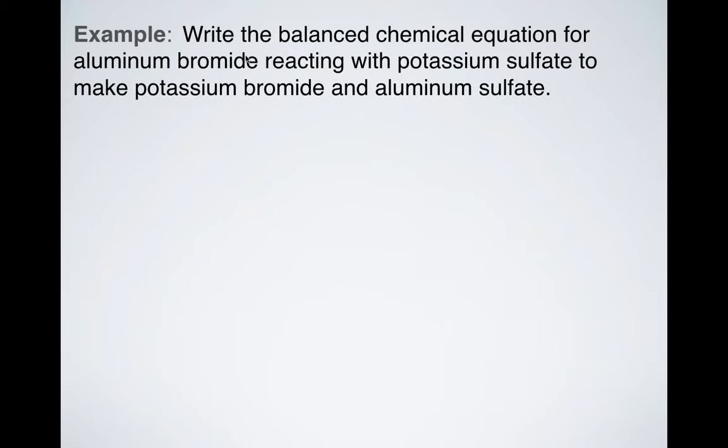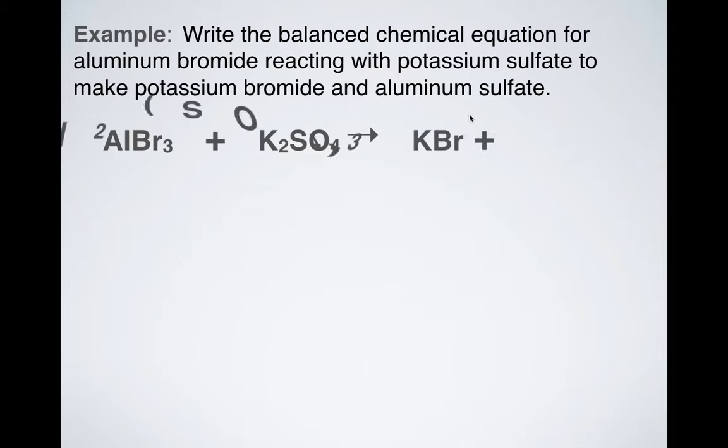Next up, let's write the balanced equation for aluminum bromide reacting with potassium sulfate to make potassium bromide and aluminum sulfate. All right, aluminum bromide plus potassium sulfate makes potassium bromide and aluminum sulfate. All right, let's count. How many aluminums, bromines, potassiums, and this is a polyatomic ion, sulfate. I can keep SO4 together. Notice SO4 appears on both sides, so I can keep it together.